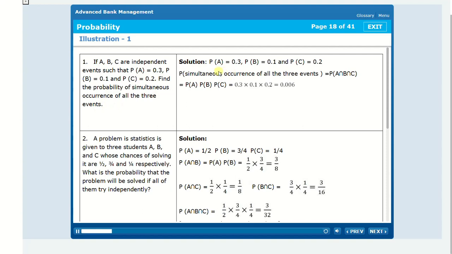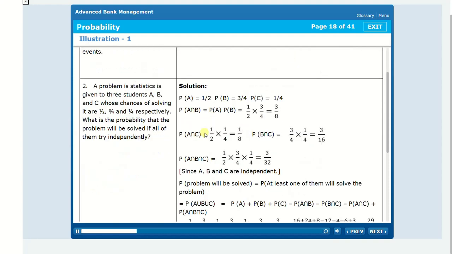Solution. 2. A problem in statistics is given to three students A, B, and C, whose chances of solving it are 1 by 2, 3 by 4 and 1 by 4 respectively. What is the probability that the problem will be solved if all of them try independently?